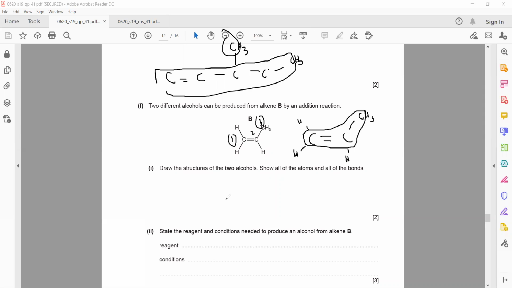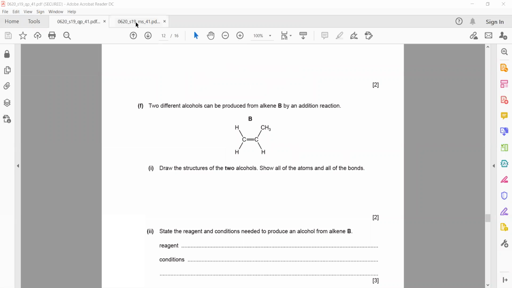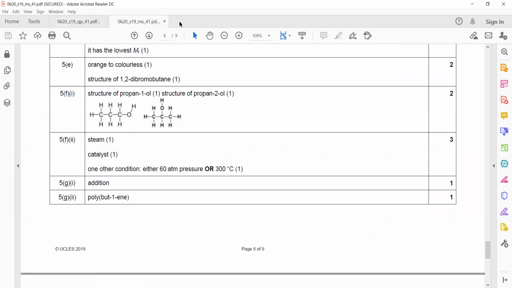So what are the reaction conditions for conversion of alkene into alcohol? You use steam, and phosphoric acid as a catalyst, not sulfuric acid, and you can mention around 60 atmospheric pressure and 300 degrees centigrade. Sulfuric acid is a catalyst for polymerization. Sulfuric acid is a catalyst for the reaction between alcohol and carboxylic acid, esterification. Here phosphoric acid is the catalyst.